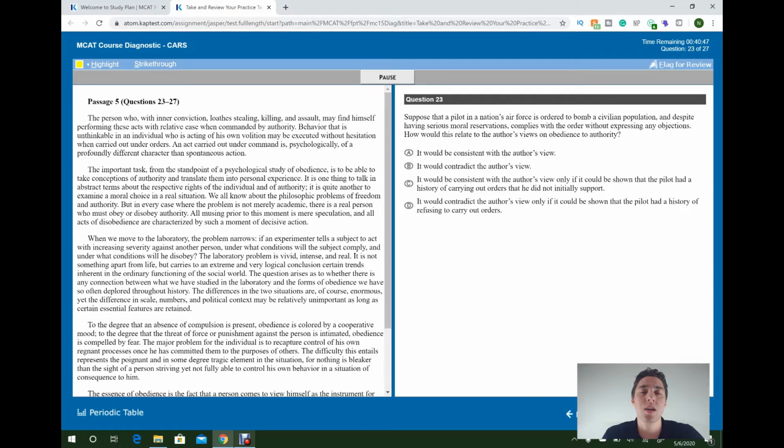So what we're going to do is look at the top left, as I just mentioned, and see that we have questions 23 to 27. So write on your piece of paper 23, 24, 25, 26, and 27. Once you have that done, let's go ahead and skim the questions.